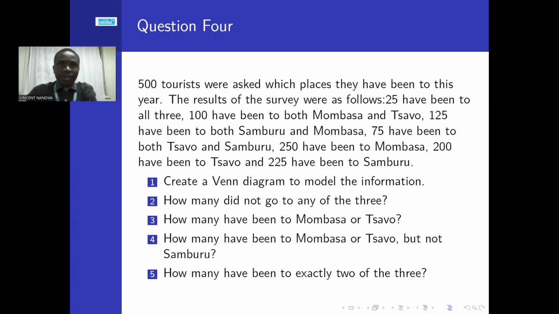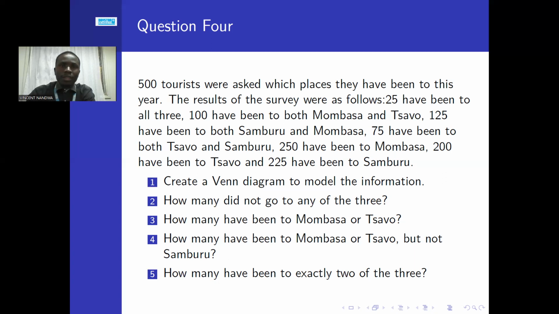So the result of the survey was as follows. 25 had been to all the three places, and in this case, the places were Mombasa, Tsavo, and Samburu. 100 had been to both Mombasa and Tsavo. 125 had been to both Samburu and Mombasa. 75 had been to both Tsavo and Samburu. 250 had been to Mombasa. 200 had been to Tsavo, and 225 had been to Samburu.